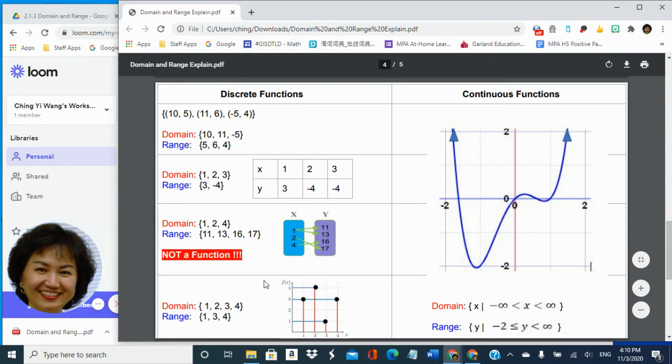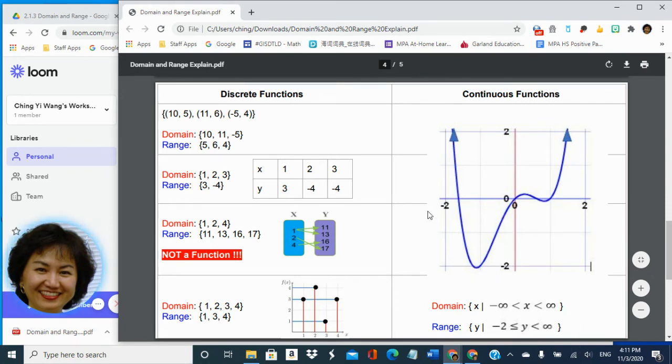If it's represented by a graph, like this function, there are 4 points there. You just write their x values for domain and write the y values for range. For a continuous function, you have to write it this way. Like this figure shows, from left to right, we don't see any boundary. It's from negative infinity to positive infinity.